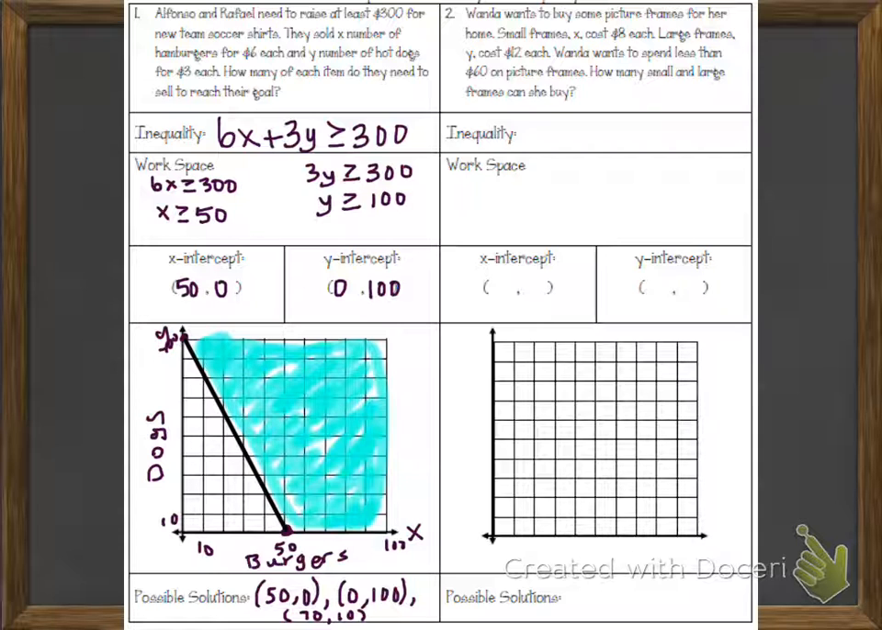Possible solutions just means to pick 3 points that make it true. Well, we know the intercepts make it true because it's a solid line, so I chose those, and then I just picked any other point in the shaded area. All right, so there's a variety of answers that you could use. These are just the 3 I chose.